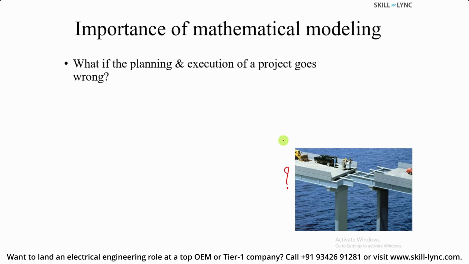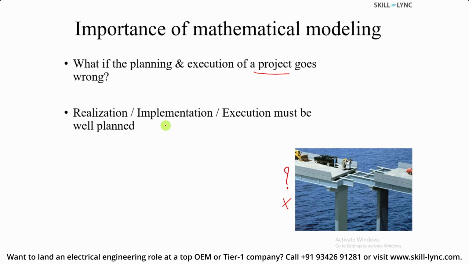So the planning and execution of a technical project are very important parts. If these two steps do not fall in place, if they are incorrect, then the entire project is going to suffer and you will not get the final outcome as per your expectations. So realization or implementation or execution must be well planned, right? For any technical or engineering project, planning is very much essential. Without planning, you cannot go to the next step, which is realization or implementation or execution.